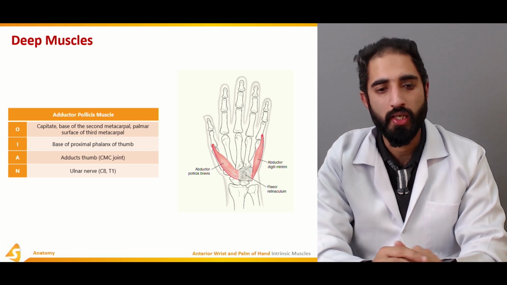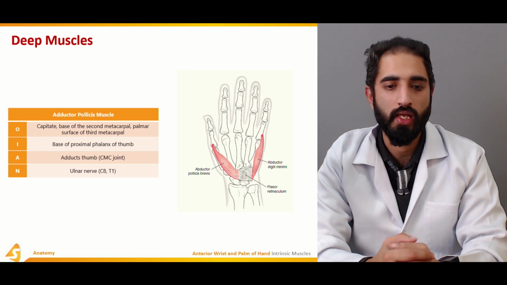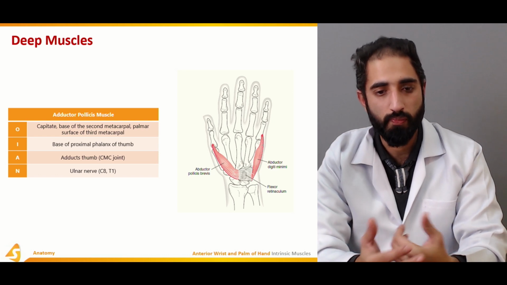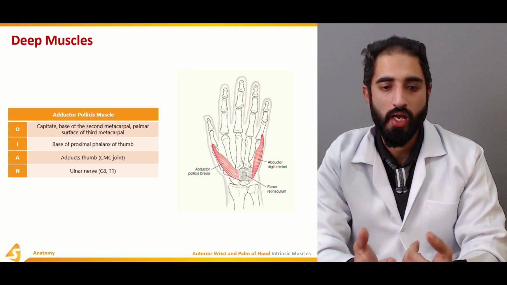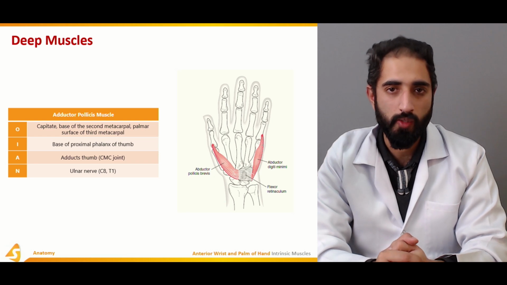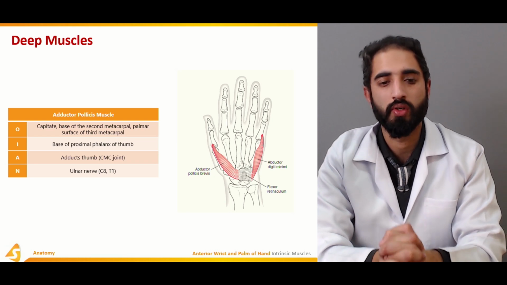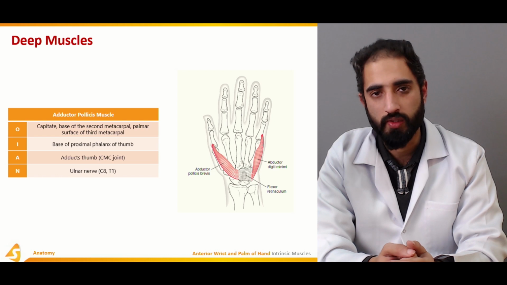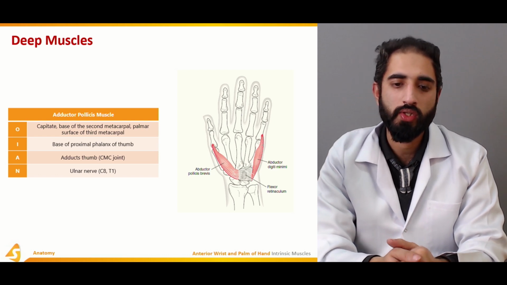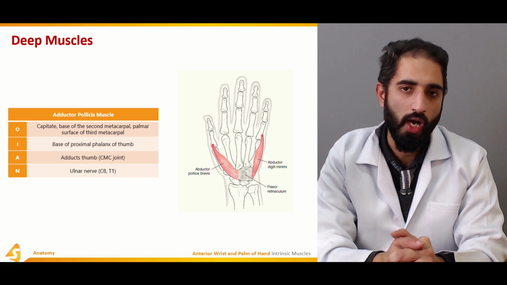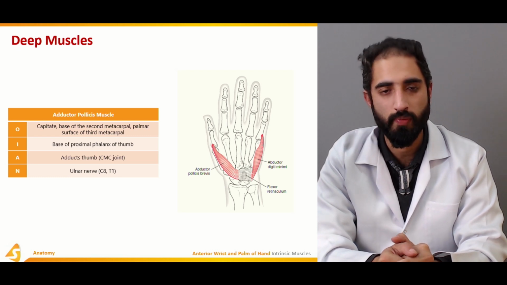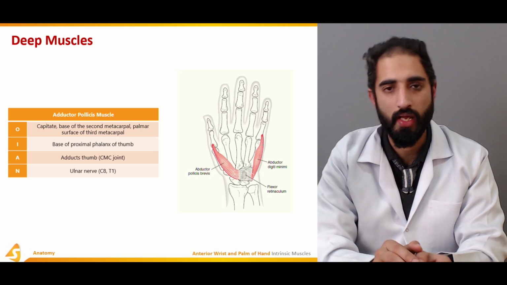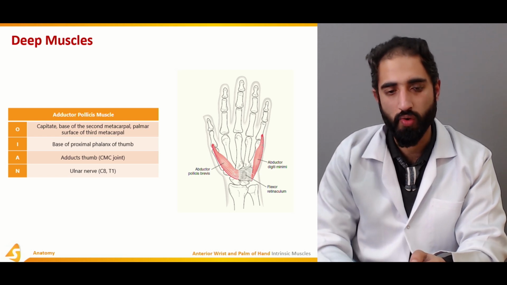Talking about the adductor pollicis, its origin is from the capitate, the base of the second metacarpal, and the palmar surface of the third metacarpal, and its insertion is at the base of the proximal phalanx of the thumb, the same as the proximal phalanx of the thumb for the abductor pollicis brevis as well. The action is that it adducts the thumb at the level of the carpometacarpal joint, and the nerve supply is the ulnar nerve with C8 and T1 nerve roots.